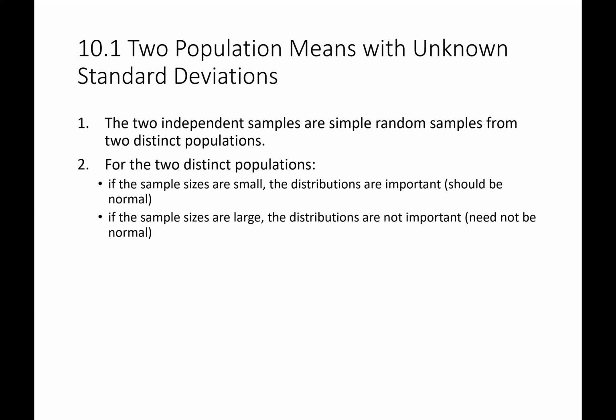We're going to look at two independent samples, our simple random samples from two distinct populations. For the two distinct populations, if the samples are small, the distributions are important, they should be normal. If the sample sizes are large, the distributions are not important. So we're going to look at two population means with unknown standard deviations. They should be independent samples. And if the sample size that we have is small, we need to know that the underlying distribution is normal. If the sample sizes are large, we don't care. Normally, that magic number for a large sample size is 30.